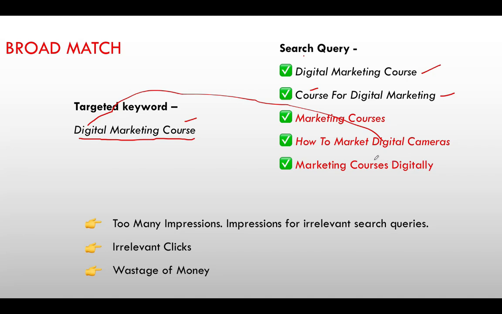In another example, marketing courses digitally. So the intent of the user is entirely different. Again, this is an irrelevant keyword, but still your ad is getting triggered because marketing matches with marketing, courses matches with course, singular, plural, they don't matter. Google is flexible. Google does consider singular and plural. You don't have to add each and every variant and spelling mistake of each and every word. Okay, so Google is flexible in that case.